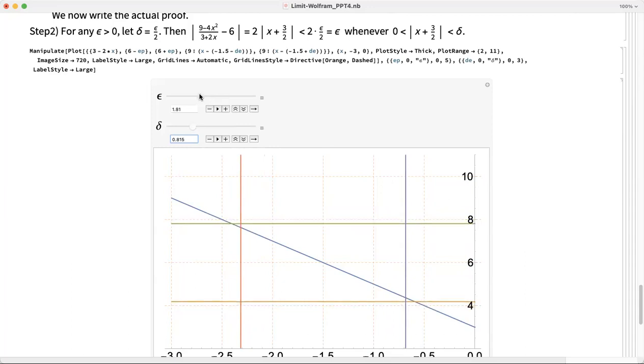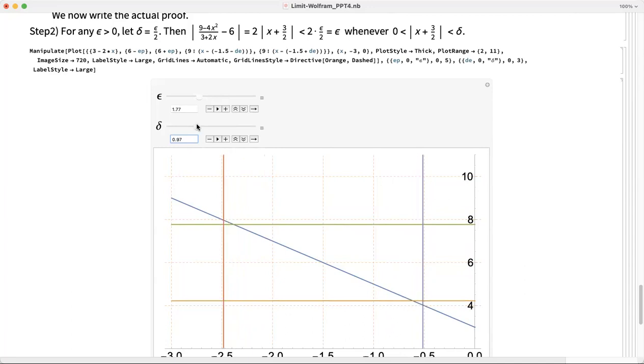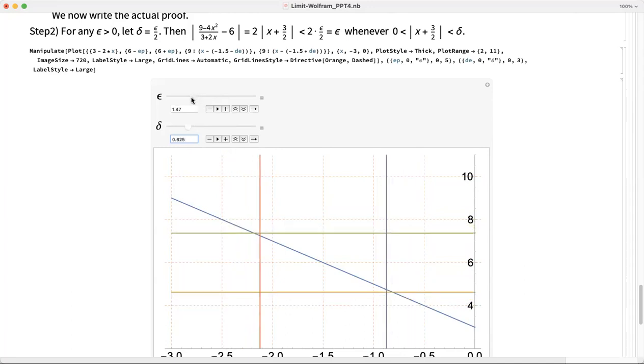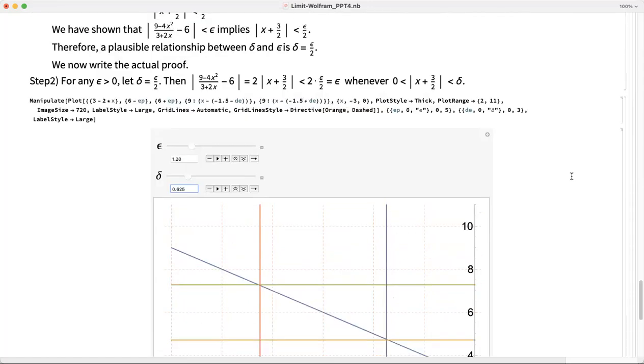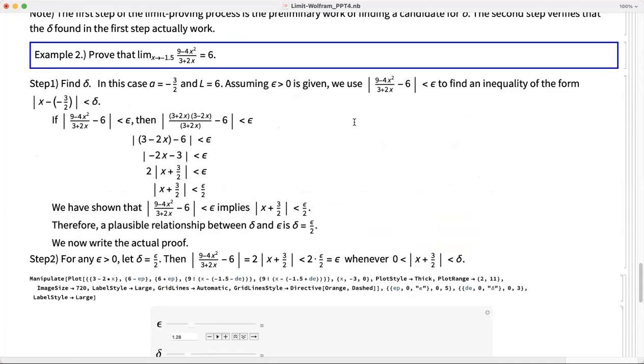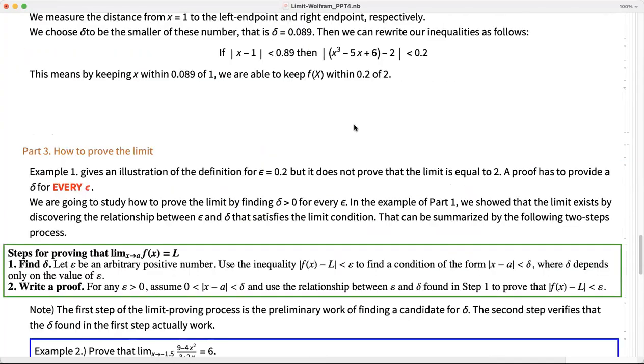So whenever x is within delta of a, f of x must be within epsilon of L. Okay, so that's it for today. In the next video I'm going to cover part 2.